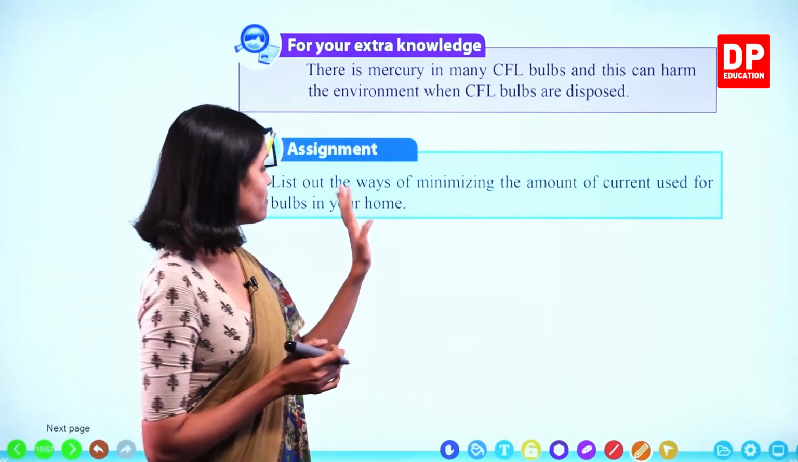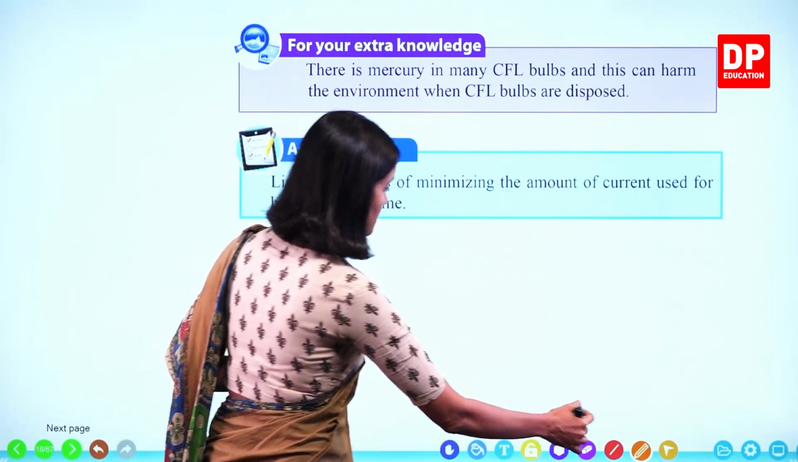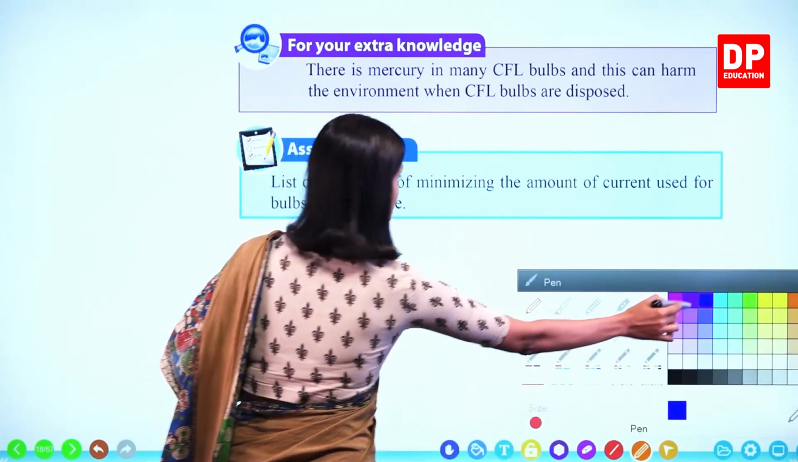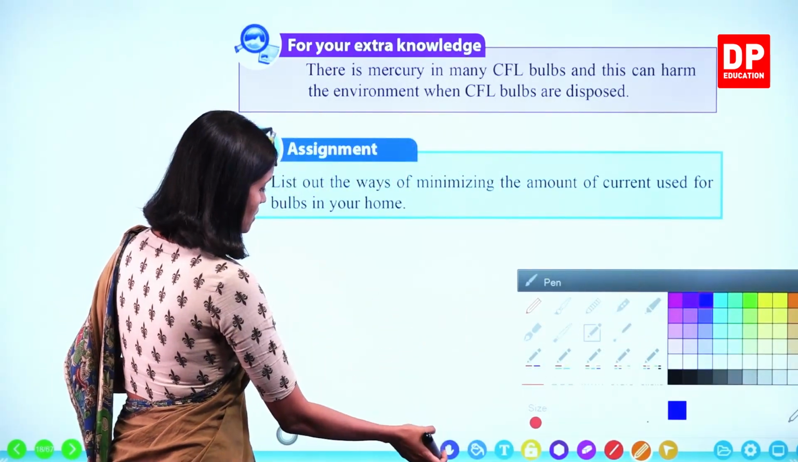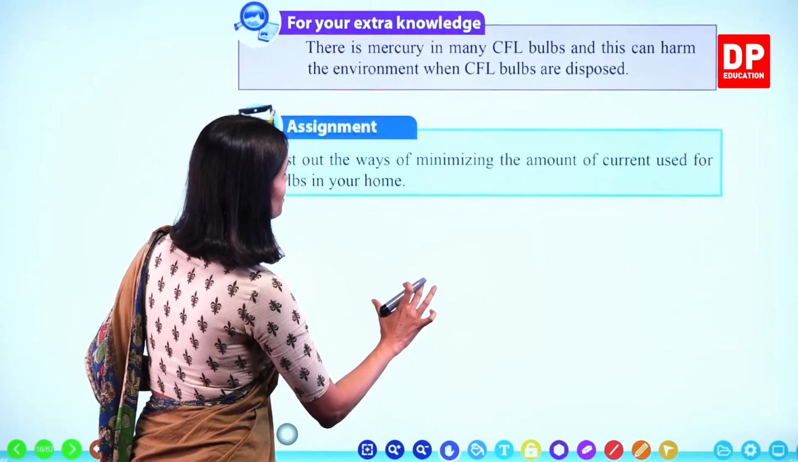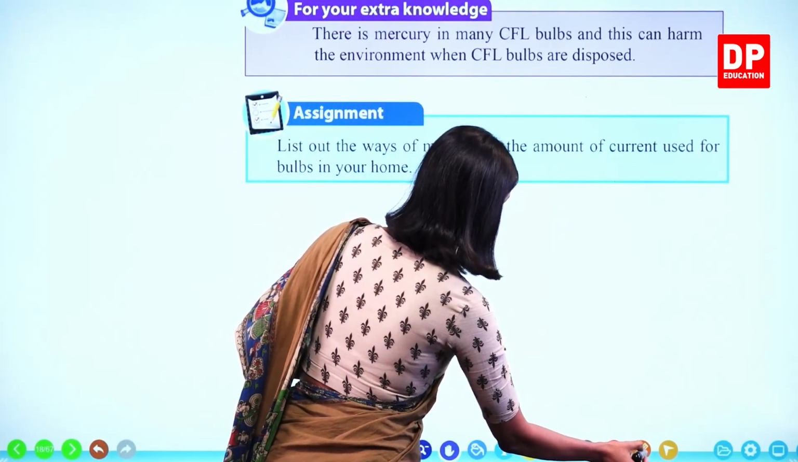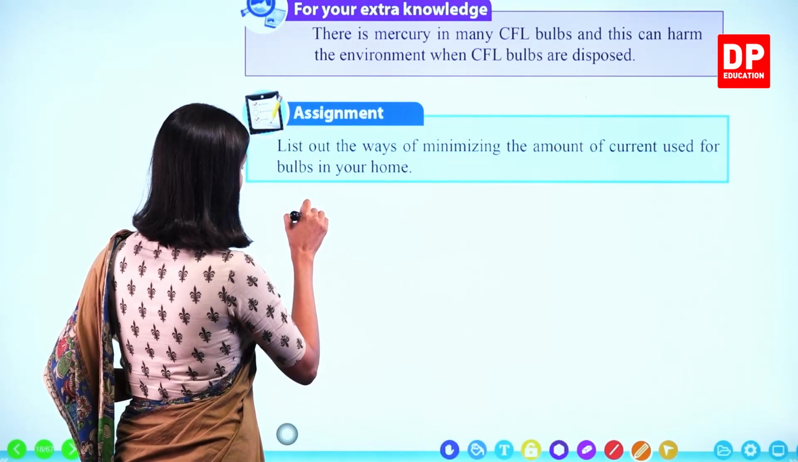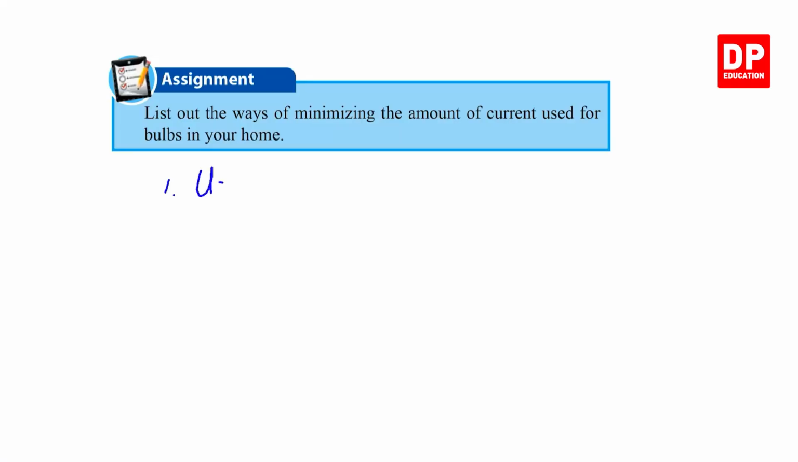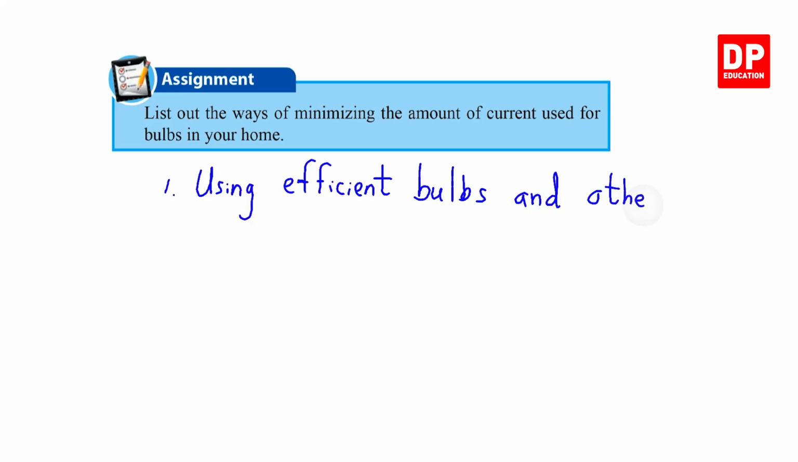Right, children? Okay, we'll write some of them. Now I'm going to write only a few of these things. You can write a long list, okay? Right, number 1. Using efficient bulbs and other electrical appliances.